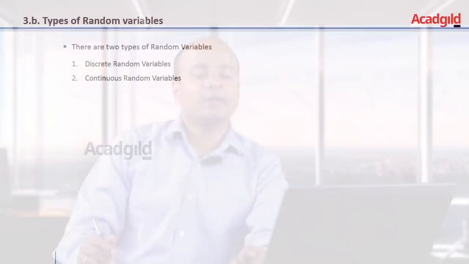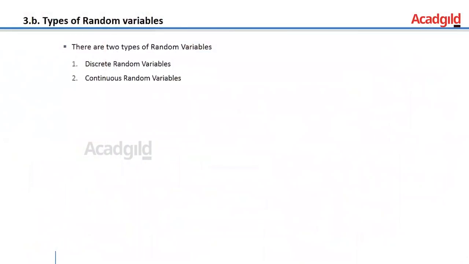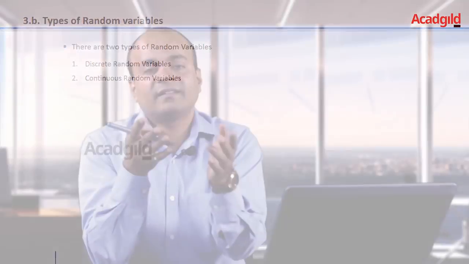Okay, so there are two kinds of random variables. They are discrete random variables and they are continuous random variables. Discrete is very easy to figure out. Roll of a dice, you're getting 1, 2, 3, 4, 5, 6. That's a discrete random variable. You toss a coin, you get heads, you get $1, you get tails, you get $0. So 1 and 0 are discrete amounts, so that's a discrete random variable.